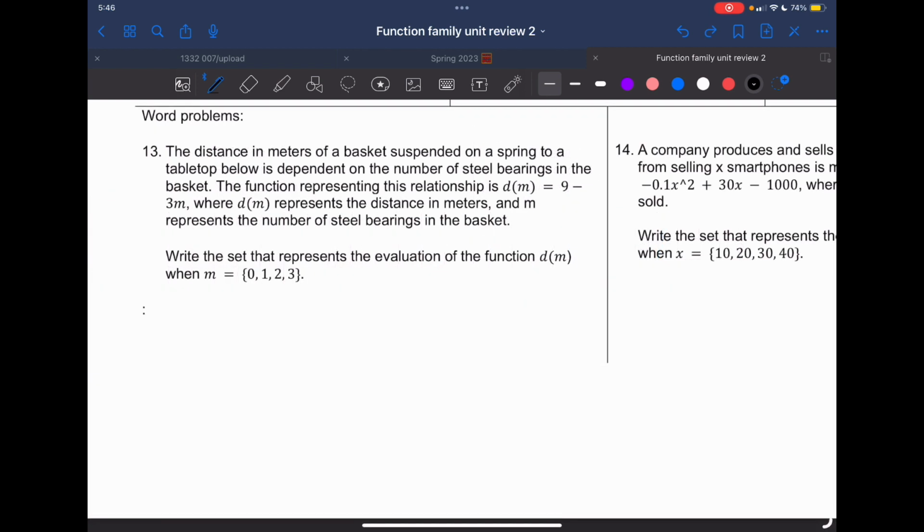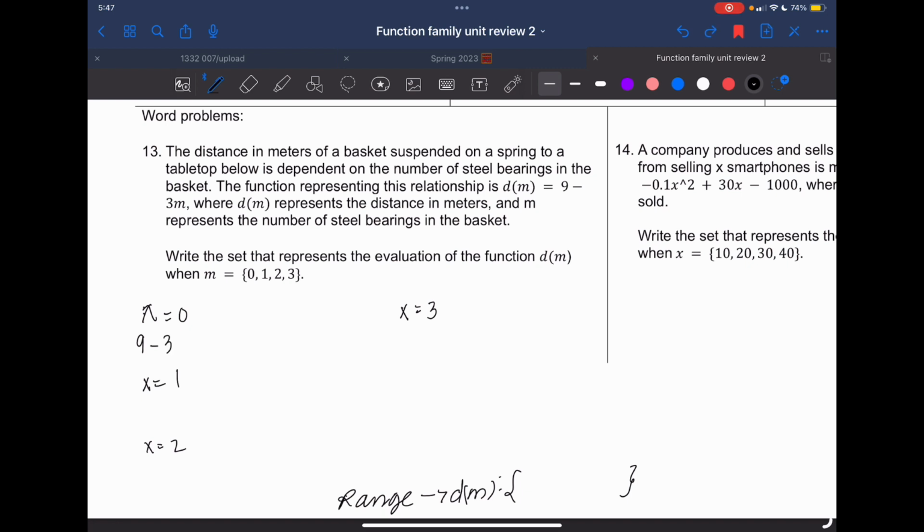The distance in meters of a basket suspended on a spring to a table below is dependent on the number of steel bearings in the basket. The function representing this relationship is d(m) equals 9 minus 3m, where d(m) represents the distance in meters and m represents the number of steel bearings in the basket. Write the set that represents the evaluation of the function of d(m) when m equals 0, 1, 2, and 3. So this means that we're looking for the range. So we're going to set this up where x equals each of the values in the set so that we can state our range.